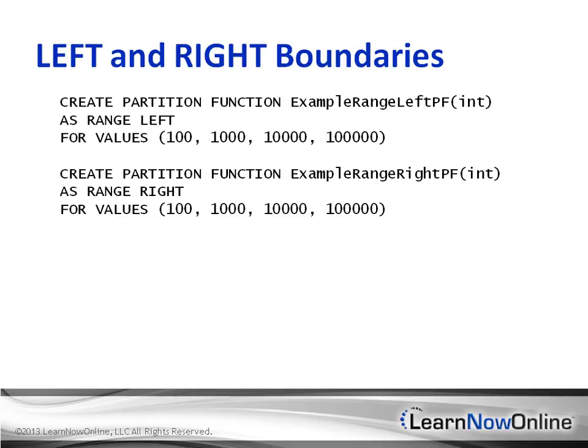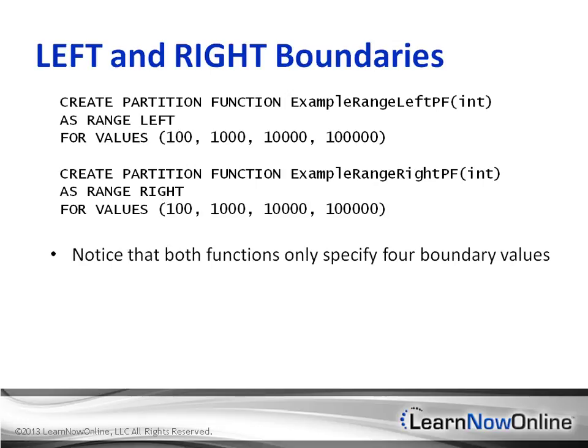Here you can see we have a partition function that we're going to use. We're doing a range left at the top here and a range right down at the bottom. The only difference in the syntax is the word left and right. Notice that the functions both only specify 4 boundary values. They both specify 100, 1,000, 10,000, and 100,000.